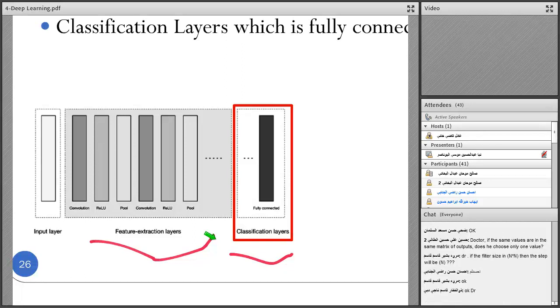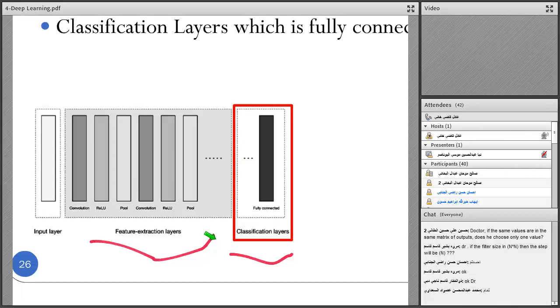As we said in the CNN, the feature extraction layers are the convolution and the pooling. Also, we have the ReLU and the normalization, but they are just doing some computation. The main two layers are convolution and pooling. They are generating some features from the images, as the CNN is mainly used for images. And then we have the classification layers.